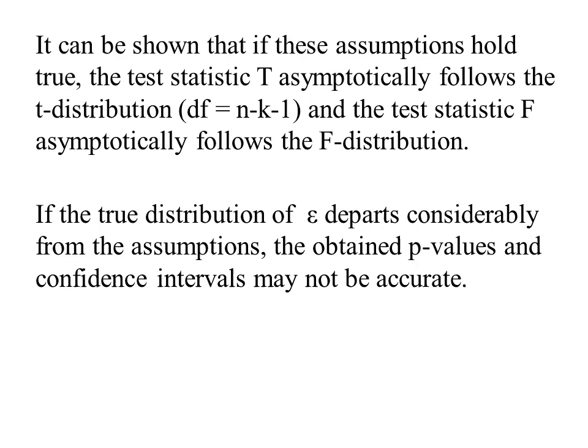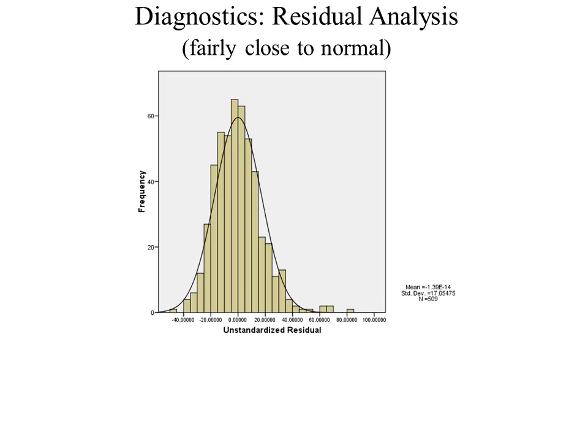So, if the distribution of epsilon departs considerably from those assumptions, p-values and confidence intervals that we got on the basis of those distributions may not be accurate. So we look at the distribution of E from regression analysis, and examine if its pattern appears to be compatible with the assumptions. This examination is called regression diagnostics, or linear regression diagnostics.